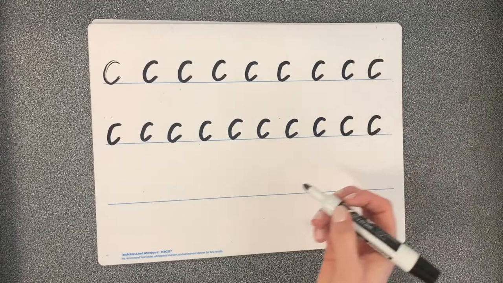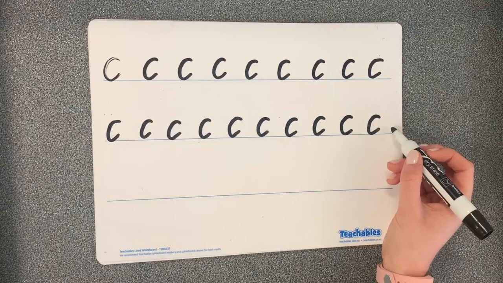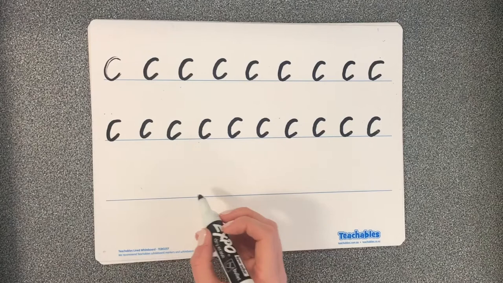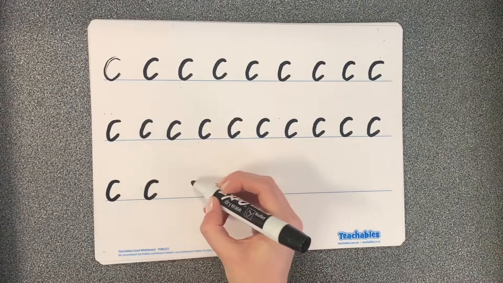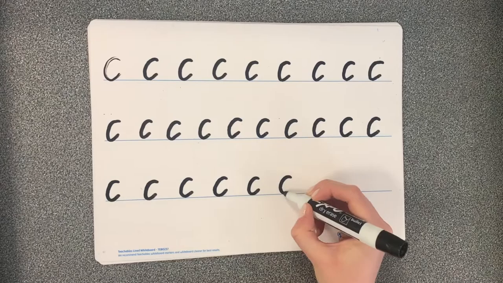Remember, when we get to the end of the line, what do we need to do? Sweep down. And we don't sweep down to here because we would leave a big space. Let's go right over to the edge of the page. Open mouth. You can even say it to yourself as you write it. Open mouth. Great job.